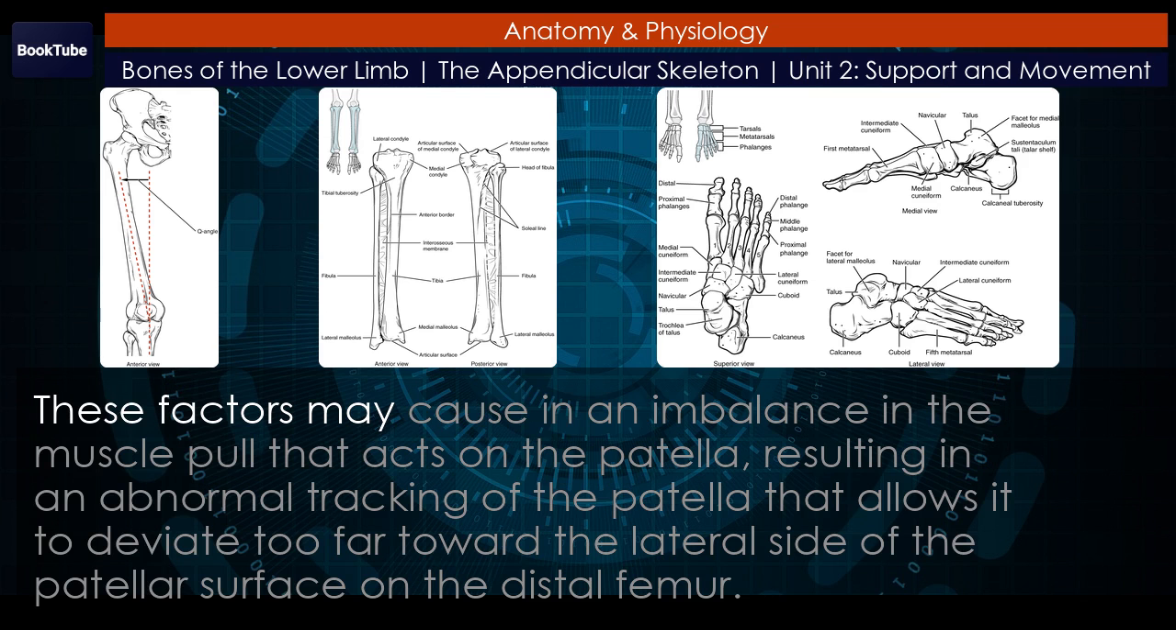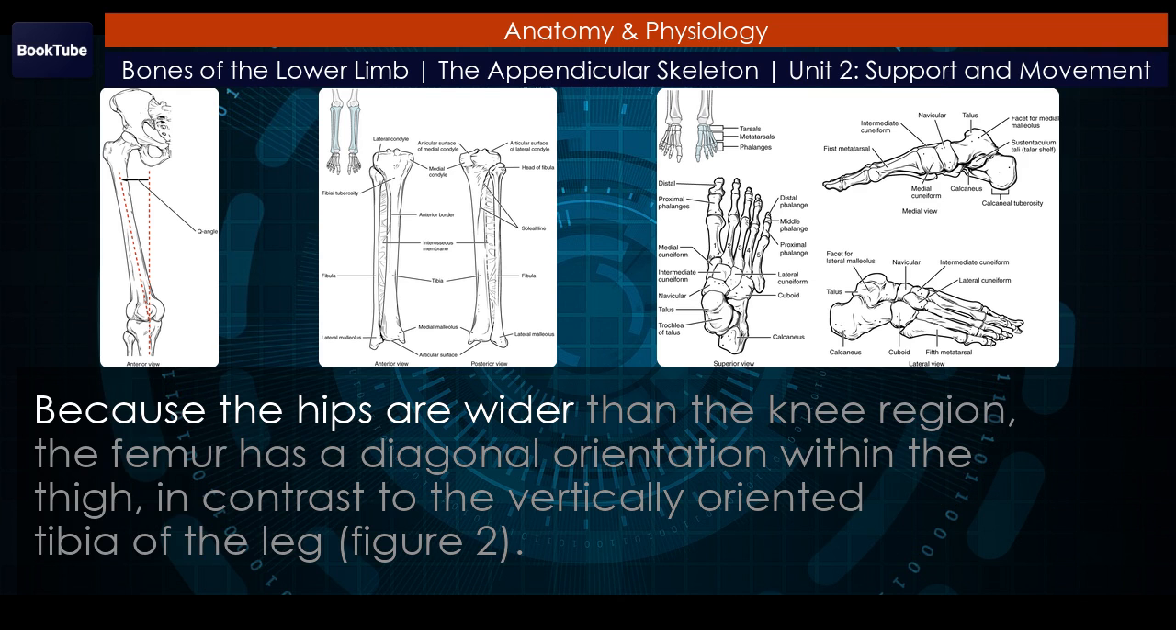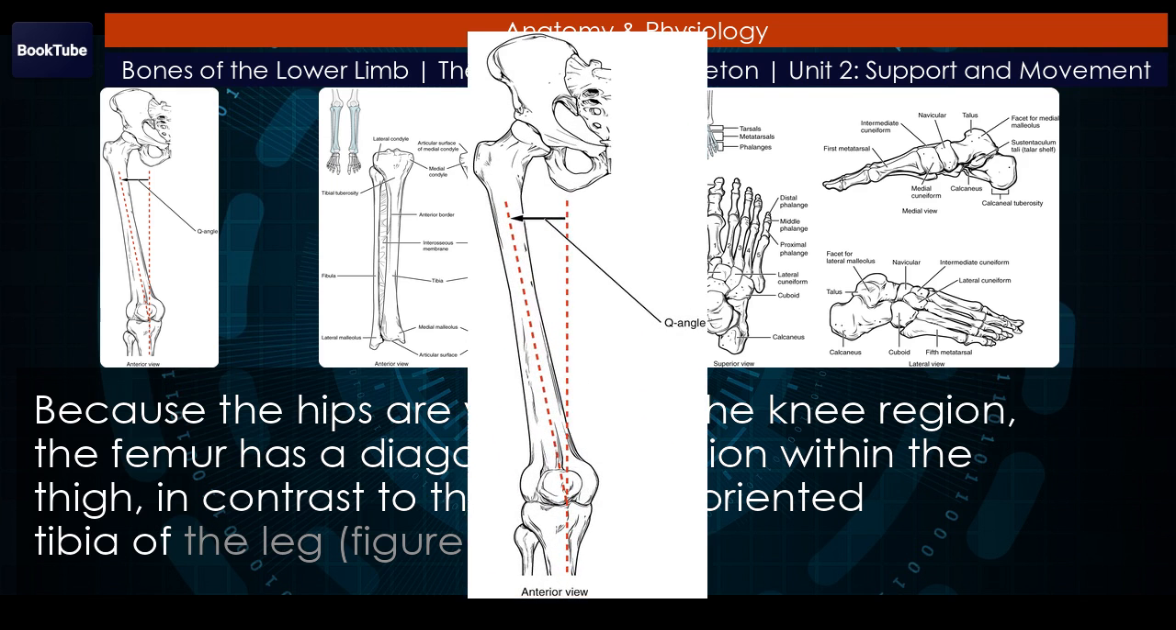These factors may cause an imbalance in the muscle pull that acts on the patella, resulting in an abnormal tracking of the patella that allows it to deviate too far toward the lateral side of the patellar surface on the distal femur. Because the hips are wider than the knee region, the femur has a diagonal orientation within the thigh, in contrast to the vertically oriented tibia of the leg.